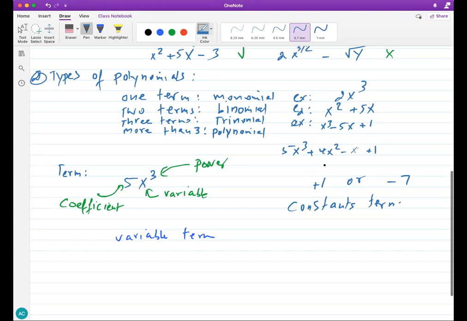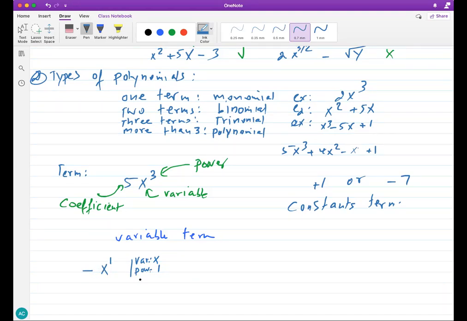Also, sometimes terms kind of look like this. So let's look at this one here, negative x. So first of all, the variable is x, obviously. What is the power of this variable? 1. That's right, there's an invisible one. Now, what is the coefficient of this? The coefficient here is 5.